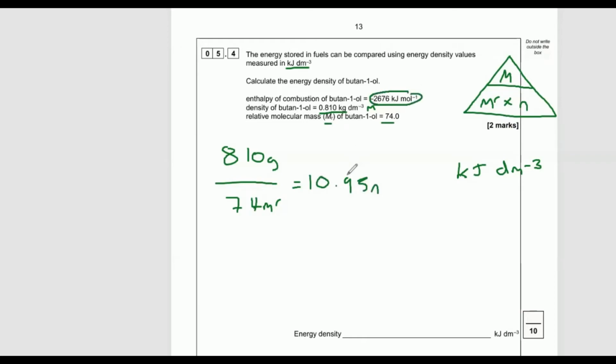I now need to work out how much energy is stored in 10.95 moles. Well, I've been told the kilojoule per mole is minus 2676, so I just need to times that by 10.95 to find the total amount of energy stored in 10.95 moles, which is the amount of energy in a decimeter, and I'm going to get 29,291. You could write minus 29,291 if you want.